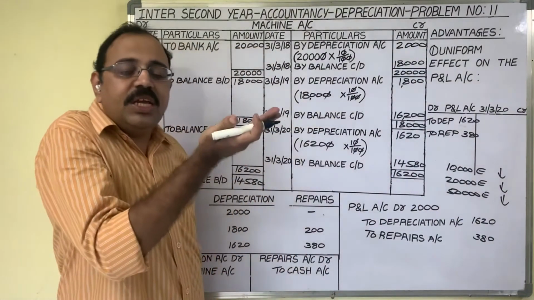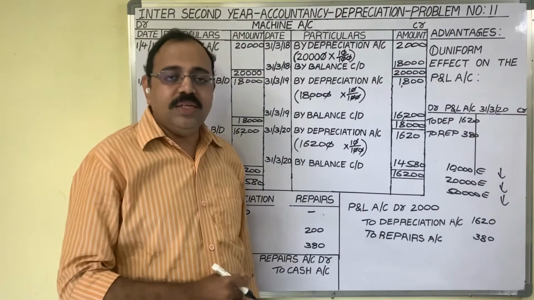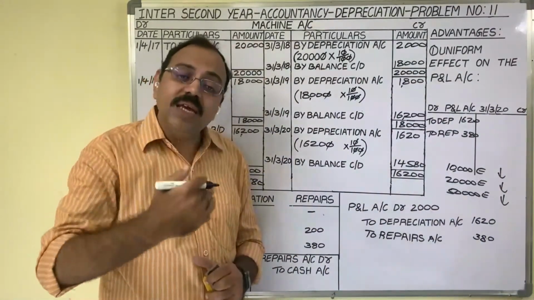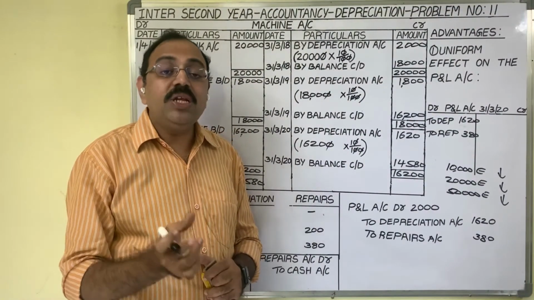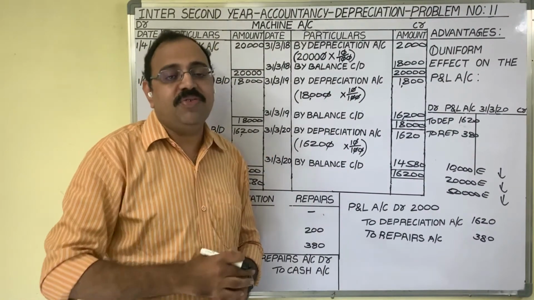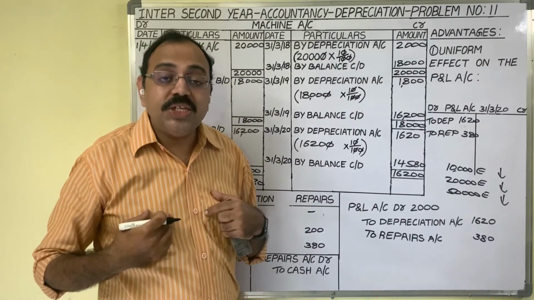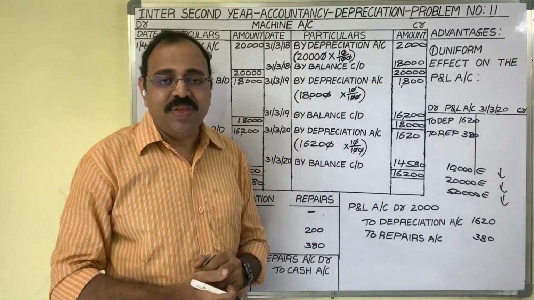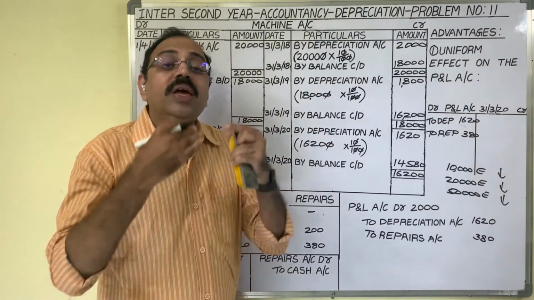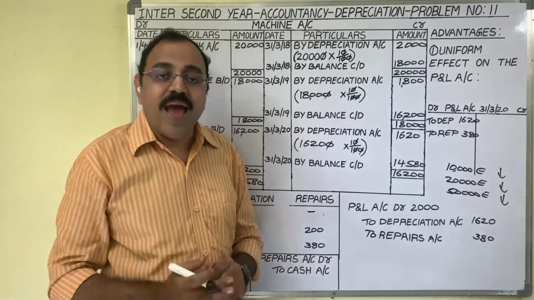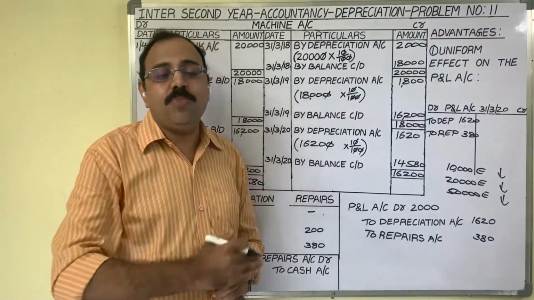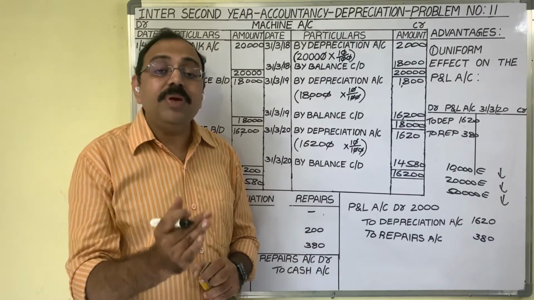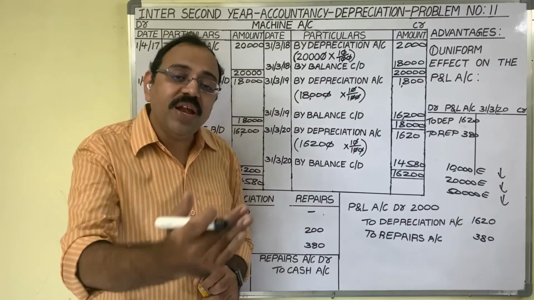When expenditure increases, profit decreases. When profit is decreasing year by year, it gives a negative impression on firm's performance. Banks hesitate to give loans to them. Investors hesitate to invest in that firm. As uniform amount is debited to profit and loss account, firm can be relieved from this type of negative impressions.